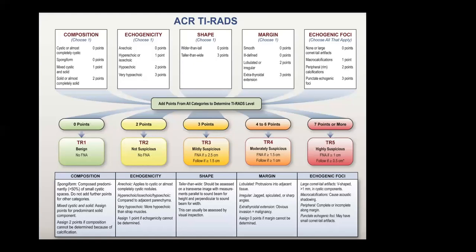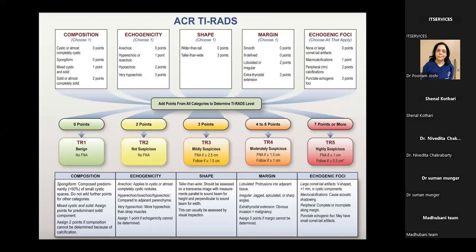Then coming to the margin, if it's lobulated, that means there are protrusions into the surrounding tissue. Irregular means there are spiculated or jagged margins. Extrathyroid extension obviously carries an ominous prognosis, and we need to do a CT scan or MRI further. And if margins cannot be determined, then here we have to undercall and give 0 points. For example, if the margin is ill-defined, then 0 points have to be assigned. And echogenic foci, of course, there are comet-tail artifacts. These are normal, so need not worry. Then macrocalcifications.